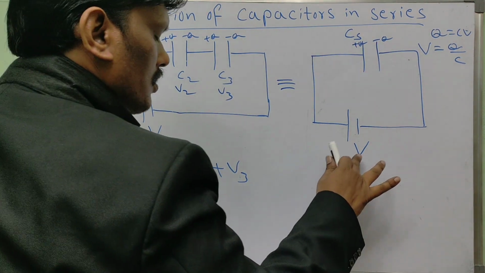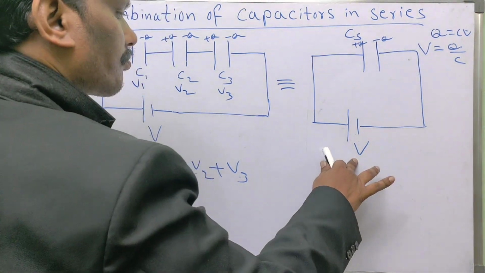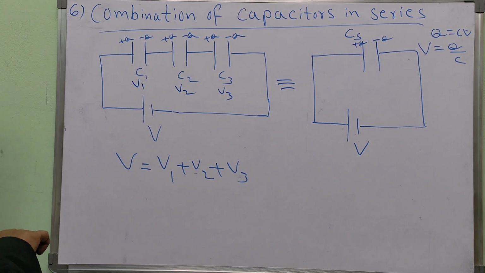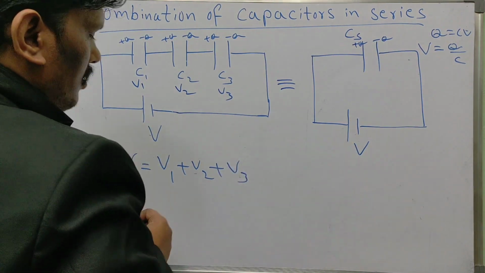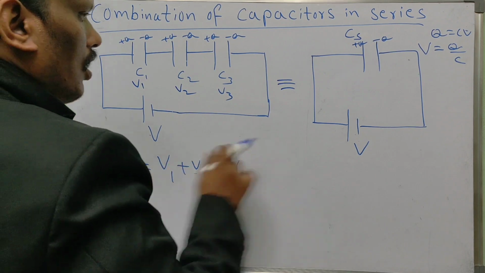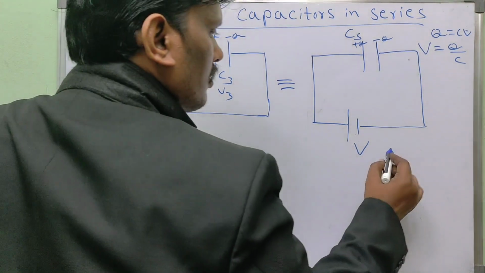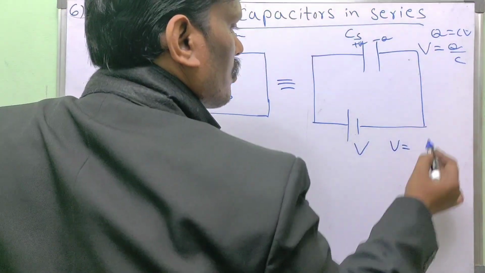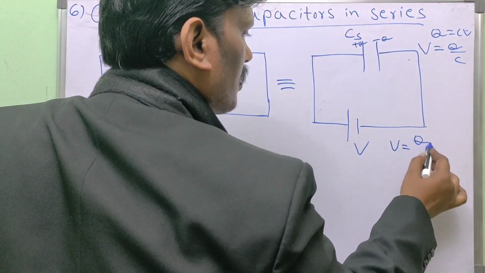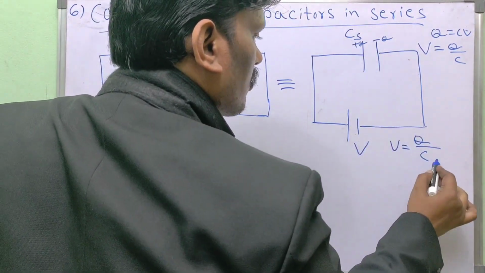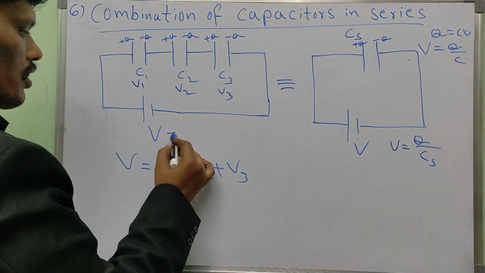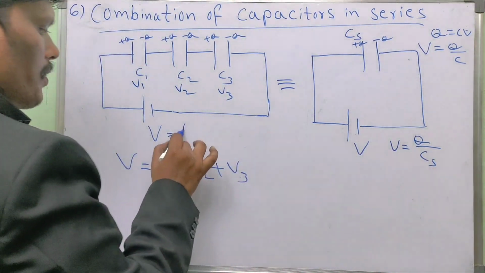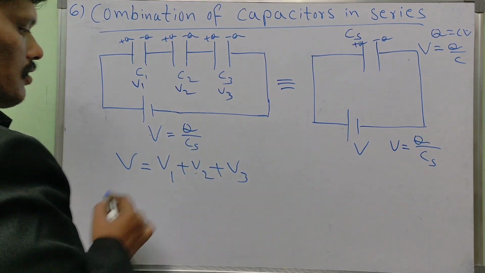This voltage V, that means this voltage and this voltage both are the same. Why? Because same voltage only. So how to write the V value here? V is equal to Q by C, and what is C here? C equivalent, that is CS. So this one and this one both are equivalent. That's why Q by CS.